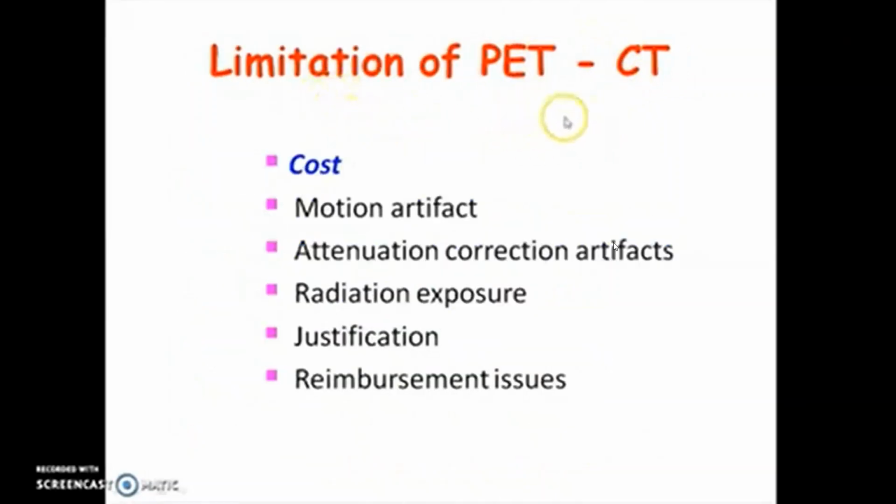There are a few limitations of PET-CT. One major aspect is the cost factor, it is very expensive. Of course, we get motion artifact and attenuation correction artifact. We also get more radiation exposure from PET-CT. Justification, that is, doing this PET-CT has to be justified properly. Reimbursement issues might be there in the case of insurance. So, a few limitations in PET-CT.